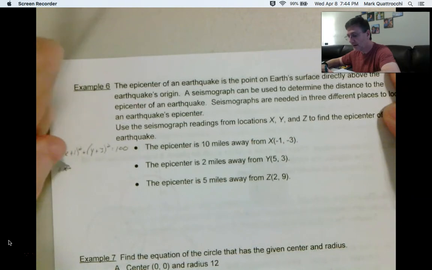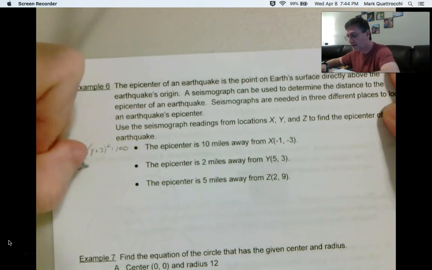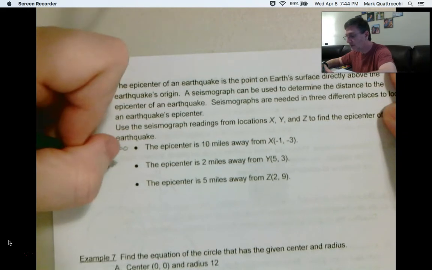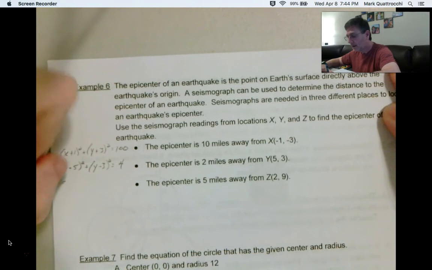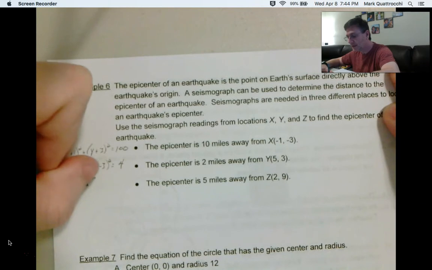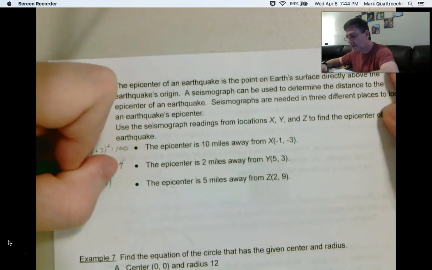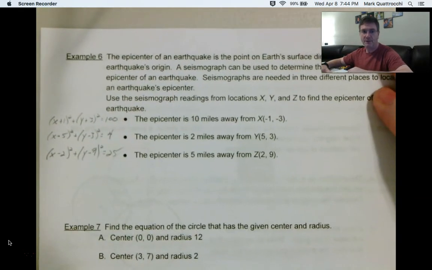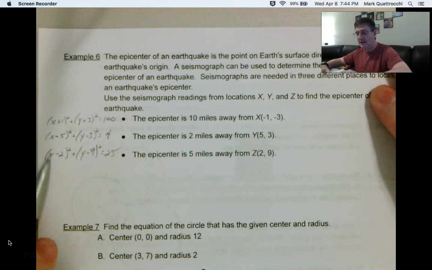(x - 5)² + (y - 3)² = 4. (x - 2)² + (y - 9)² = 25. So here we have 3 equations for the 3 circles, and we want to know where these 3 circles all meet in one point. They have to, otherwise there wouldn't be an epicenter for the earthquake.